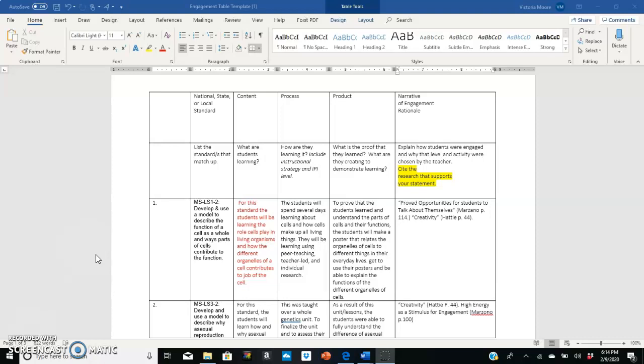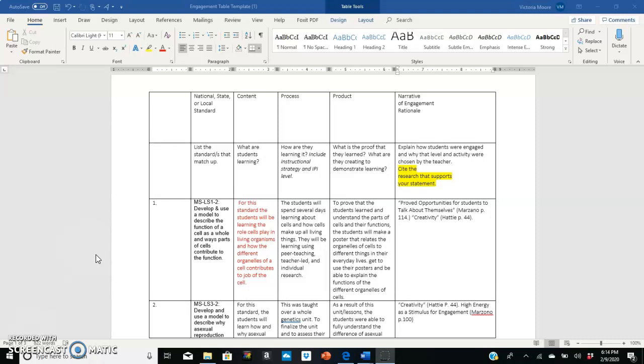The engagement we used is providing opportunities for students to talk about themselves. This might be a stretch, but I thought it was good because when they were working on their own time, they were all able to relate something in their lives. Nobody had the exact same relationships made between the organelles and their life. And so that was really cool to see how different students did it based on their lives and their personalities.